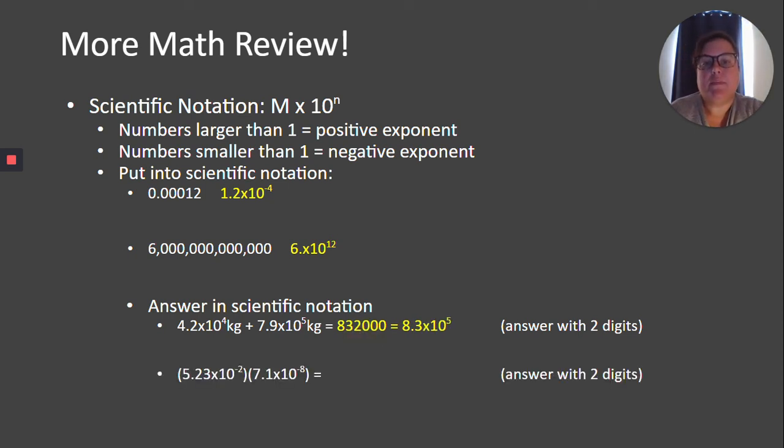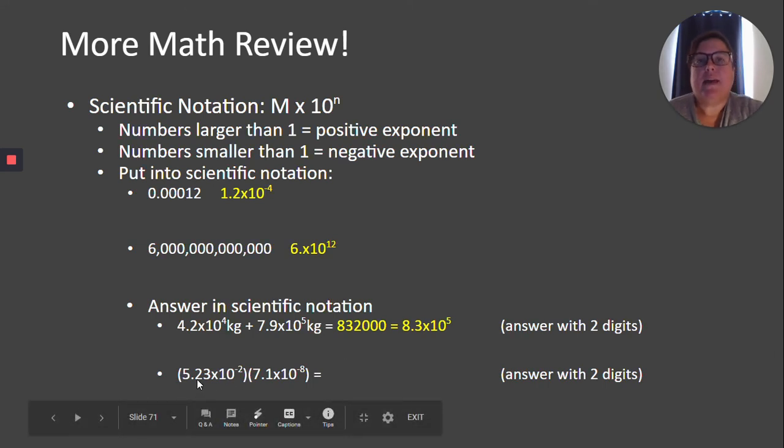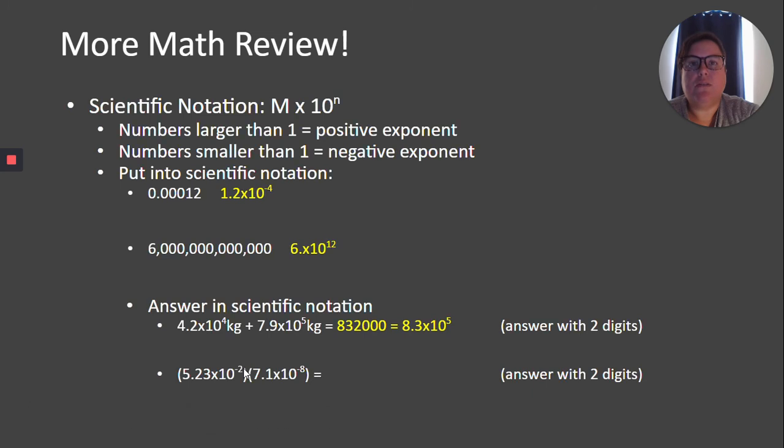Looking at one more example, we would type in our calculator 5.23. We would hit that special button. Remember, it's the double E or EXP, and then -2. You don't need to hit the caret button. You don't need to say raised to. It's just that special button. Then times 7.1 EXP or EE -8.